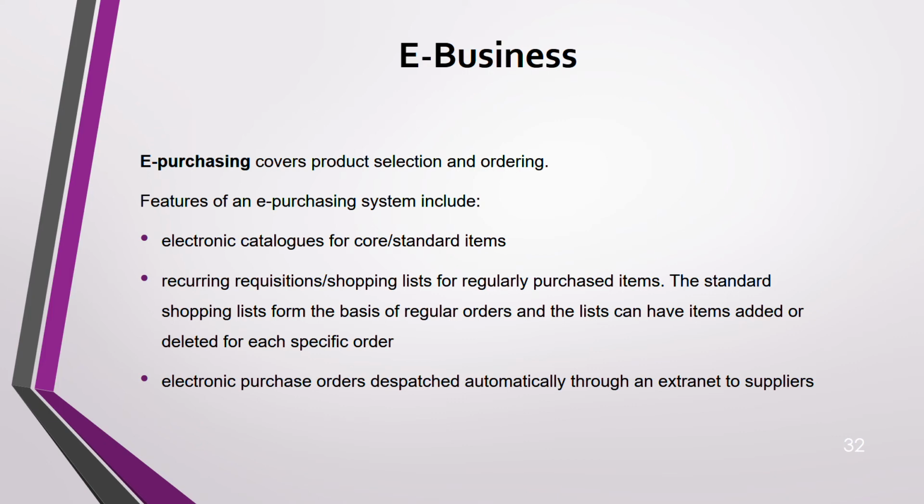Electronic purchase orders are dispatched automatically through an extranet to the supplier. So we went through intranet and internet. Extranet is your network connected to your supplier and your customers also. That means extranet is not the internet, it is not global, it is only within the organization and also your external suppliers. So if through an extranet you are connected to the supplier, you can make an electronic purchase order and dispatch it automatically. And there are detailed management information reporting capabilities.